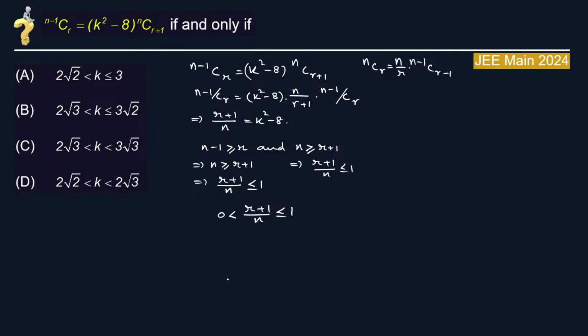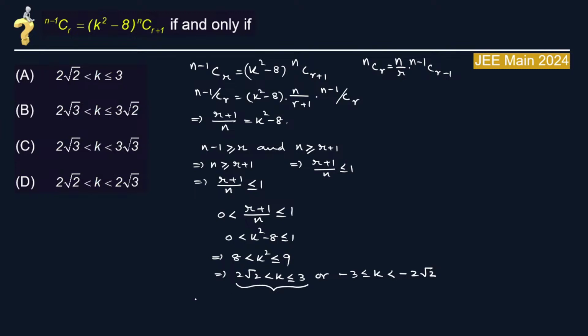Definitely this is greater than 0, because n and r both are positive, so they are greater than 0. So now r plus 1 by n is basically k square minus 8. So from here we can write k square is lying between 8 and, closed, 9. So from here we can say k is lying between this, or minus 3 less than or equal to k less than minus 2 root 2. Is it clear? Therefore option A is correct for this question.